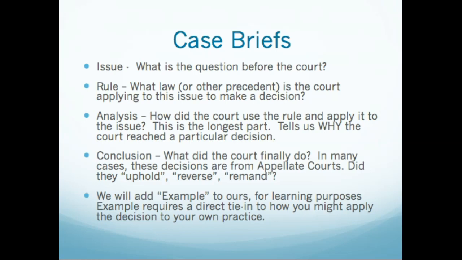The analysis. Okay, how did the court use the rule and apply it? It's usually the longest part. You're going to tell us a little bit about the case in that, and why the court reached a particular decision, which you list in the conclusion. What did they finally do?